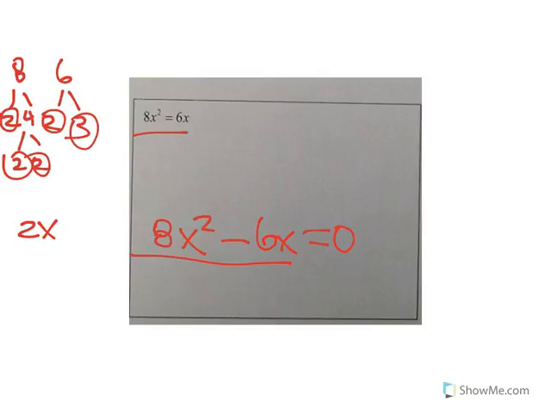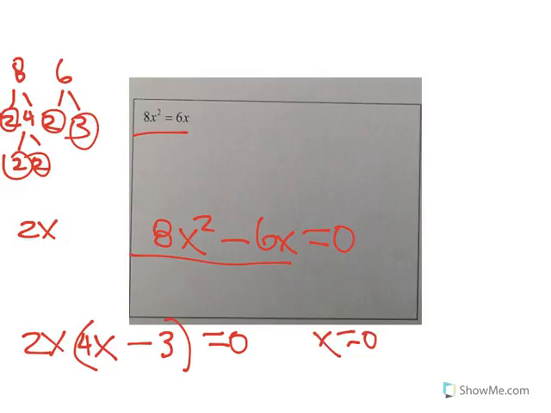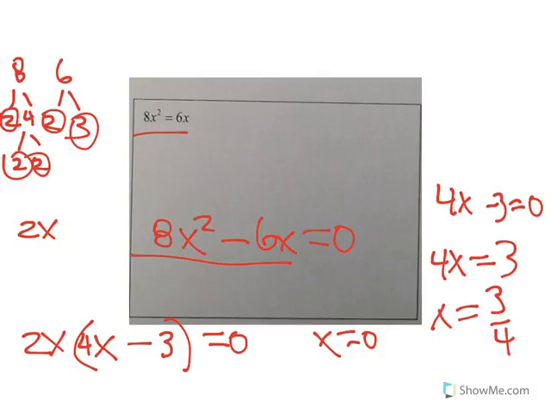So when I do that, it's going to be 2x times (4x - 3) is equal to 0, because 4x times 2x is equal to 8x squared. Hopefully you see where I got the minus 3 from, because the minus 3 times 2x is going to be equal to minus 6x. So x could be equal to 0. That's one of the roots. And then the other root is going to be 4x - 3 is equal to 0. So 4x is equal to 3. x is equal to 3 divided by 4.